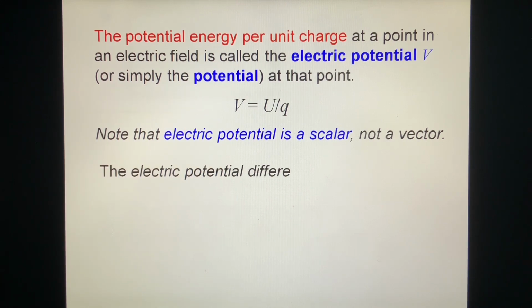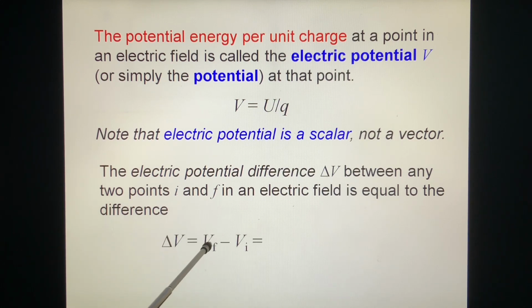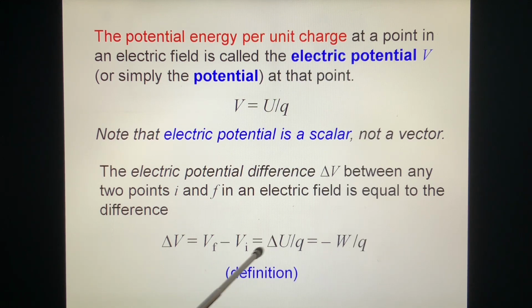The electric potential difference delta V between any two points I and F in an electric field is equal to the difference, V final minus V initial, which by definition equals delta U over q. And delta U is defined by minus W. So this is the definition of delta V: delta V equals minus W over q.